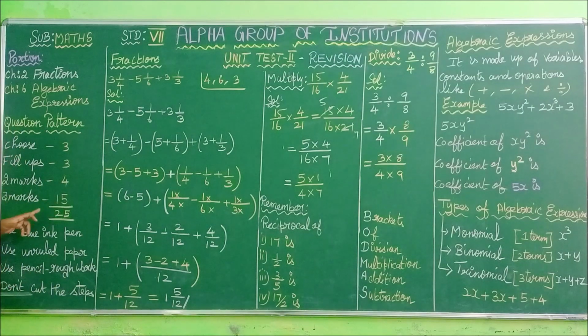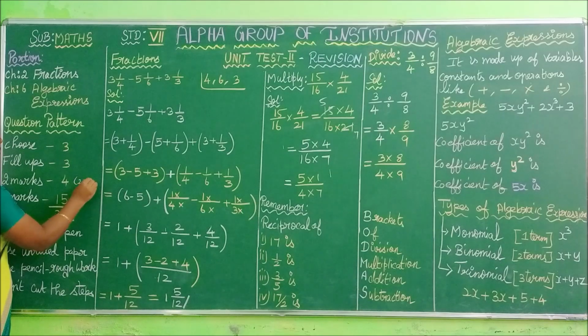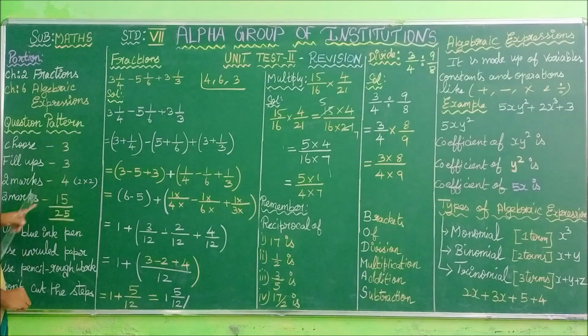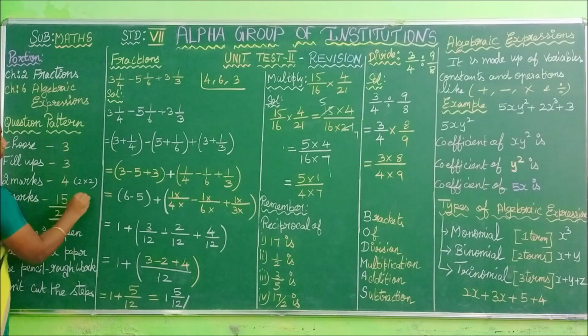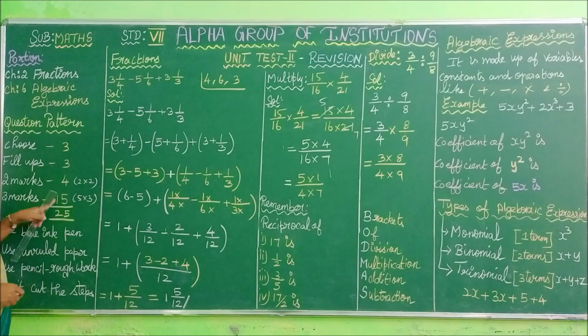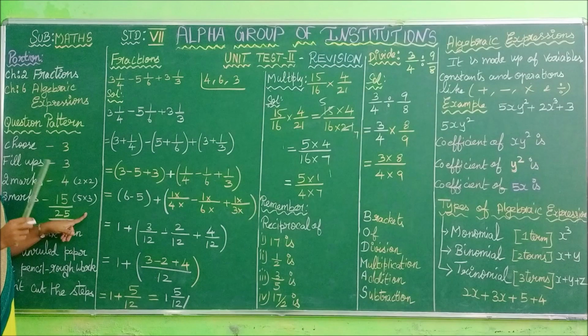Totally you are going to write your exam for 25 marks. Choose the best answer, 3 marks, fill up, 3 marks, and 2 marks. That is, you have to answer 2 marks questions, so 2 into 2 is 4 marks, and 3 marks questions will come 5, so 5 into 3 is 15. So totally 25 marks you are going to write for unit test 2.